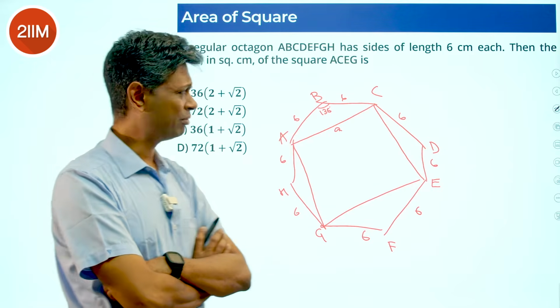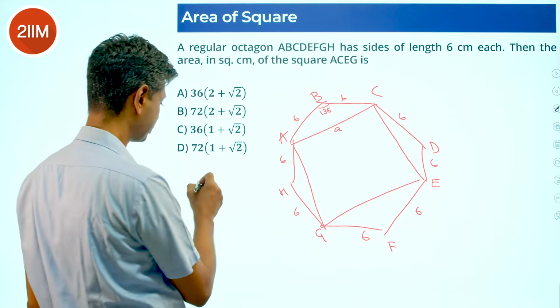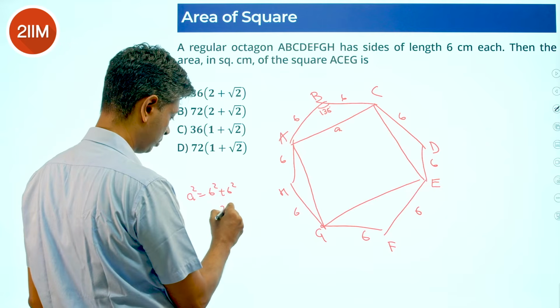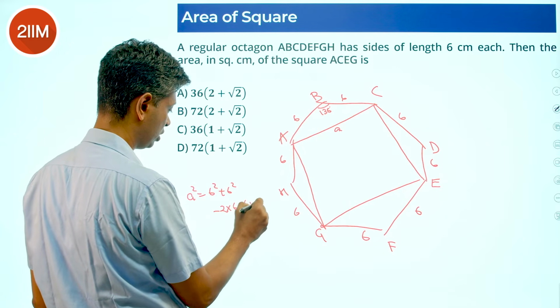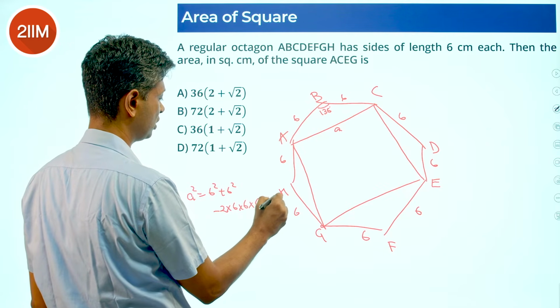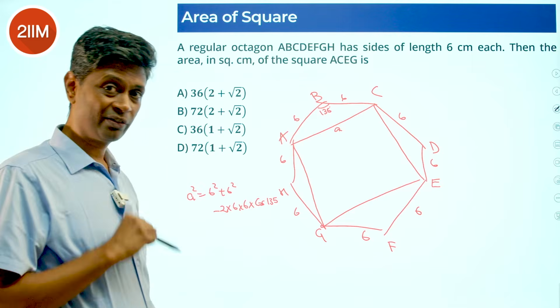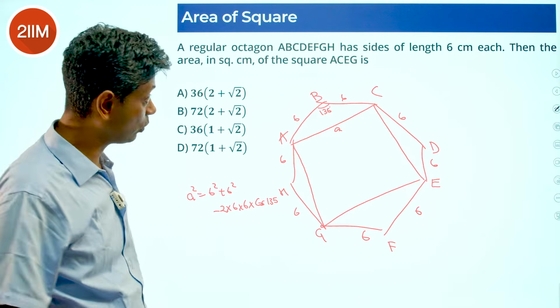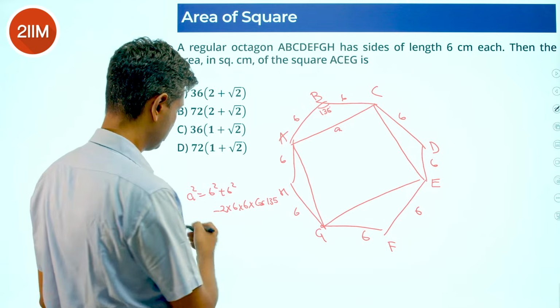We apply the cosine rule, find A square. A square is 6 square plus 6 square minus 2 into 6 into 6 into cos 135. With this we can find A. We don't need to find A. A square is our answer. We want to find the area of the square, and so this is our answer.